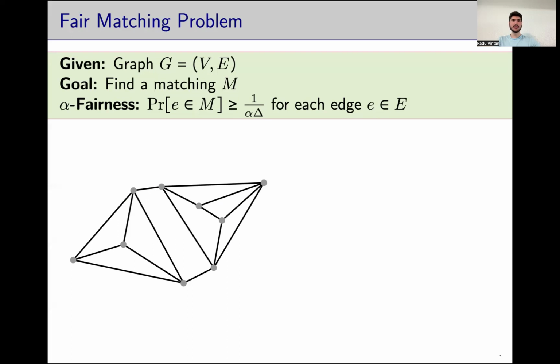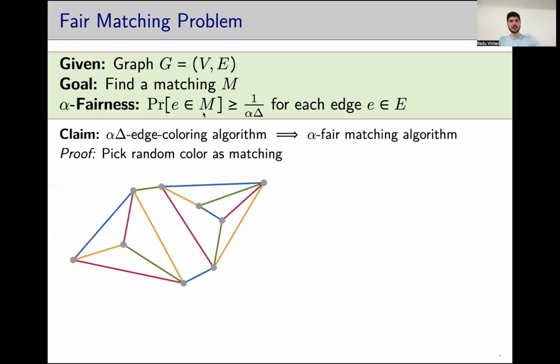And this problem is in some sense equivalent to online edge coloring. One direction of this is quite easy. If we have an alpha delta edge coloring algorithm, every color that this algorithm uses corresponds to a matching because a color induces a matching. So if one picks uniformly at random one of these alpha delta colors and returns this color as a matching, this random matching is going to be an alpha fair matching.